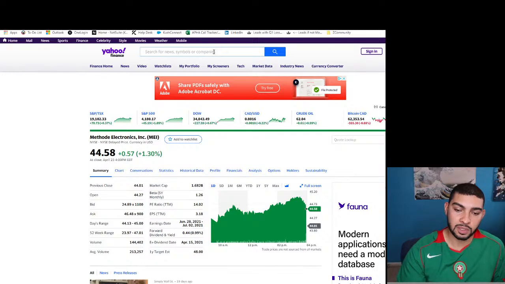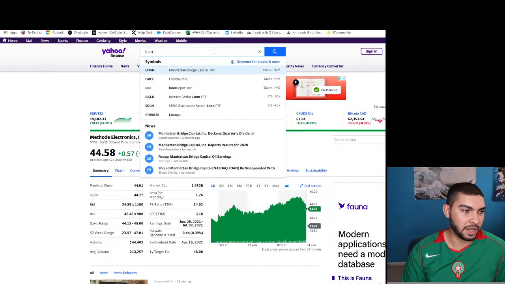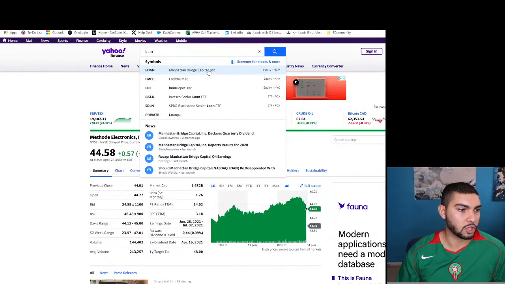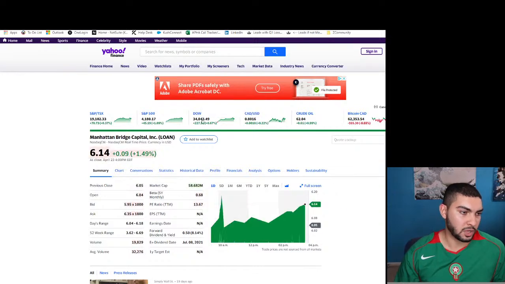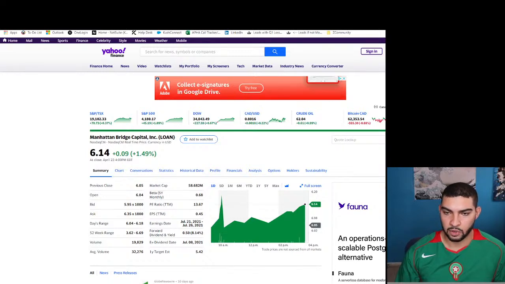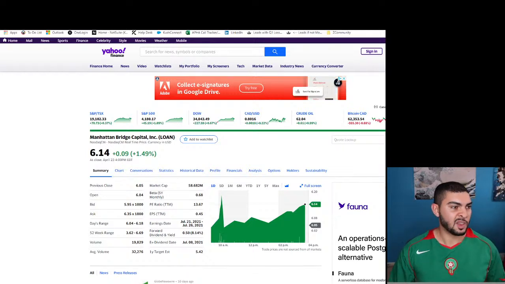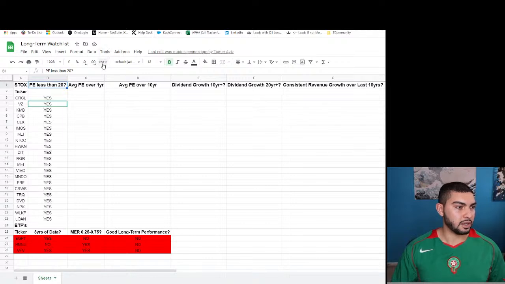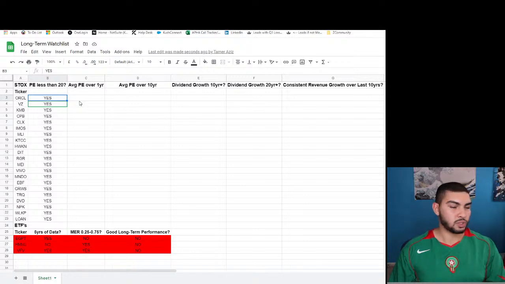So what I'm going to do is skip all the way down to LOAN, which was the last stock on our watch list. If this is below 20 PE, then chances are all of them are. Okay, awesome. So all of them are below PE ratios of 20, so we're going to apply that filter and say yes to all of them. And I'll show you guys an updated watch list over here. All of them are below 20 PE.